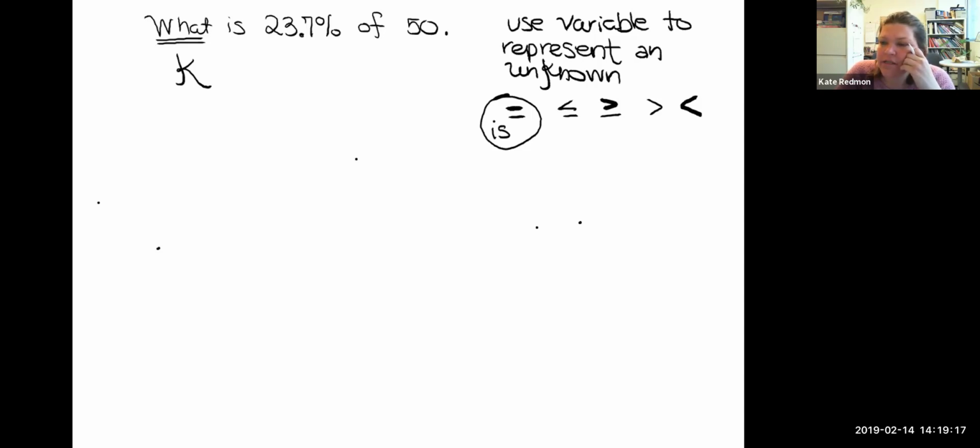symbol. But the idea here is that when I get to that verb, I'm talking about the relationship between the two sides here. So that's going to be my equal sign. If I say that that is that, then those two sides are equal.